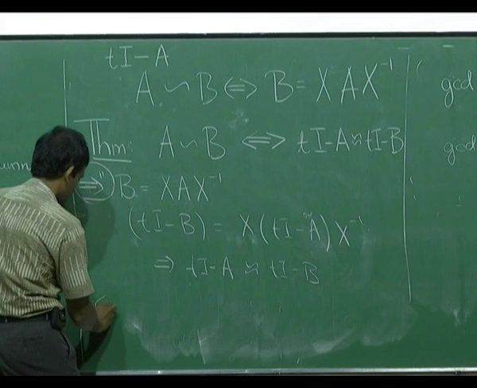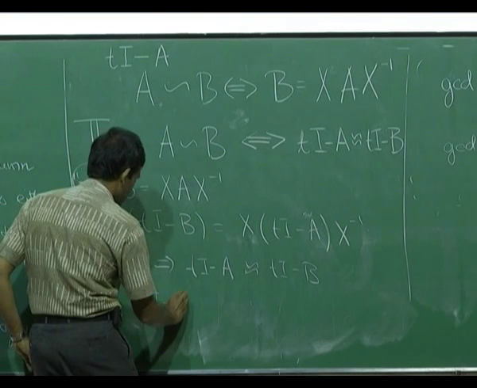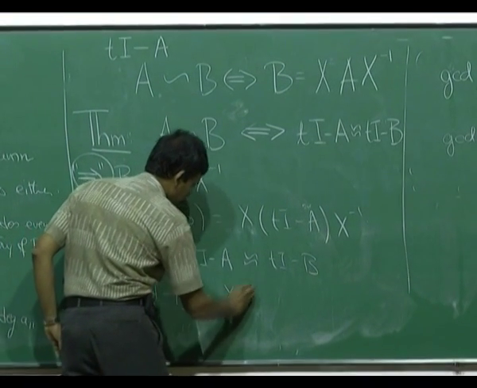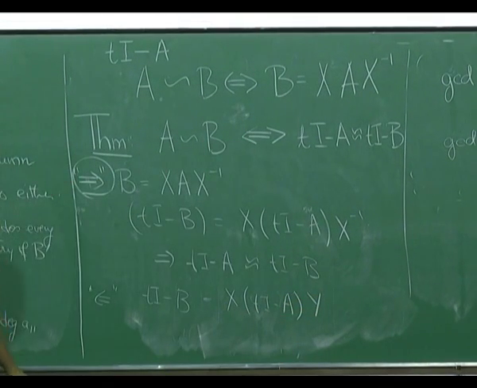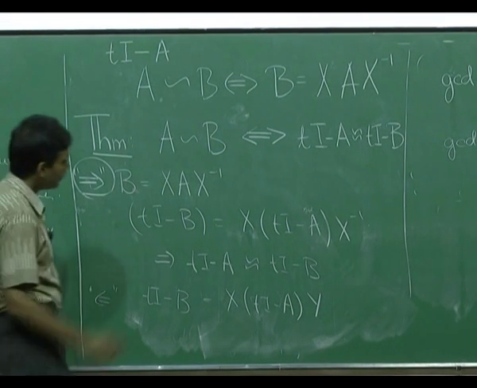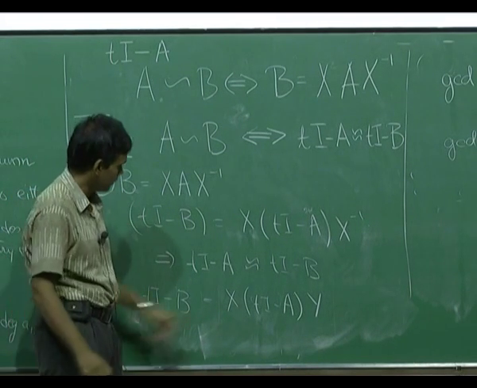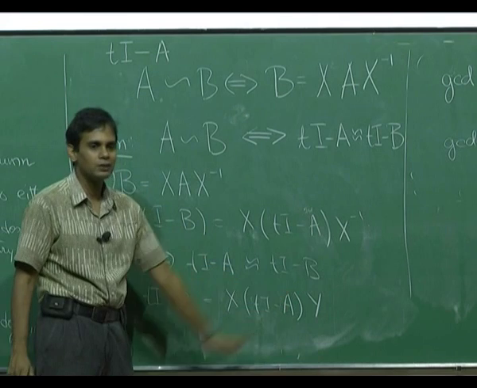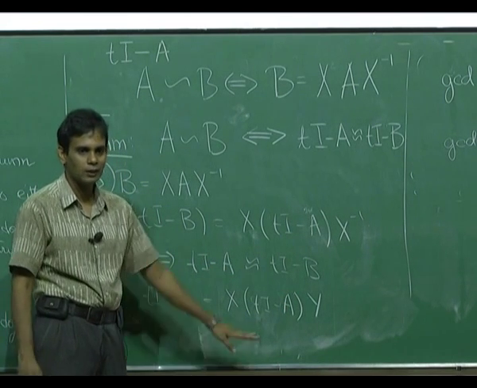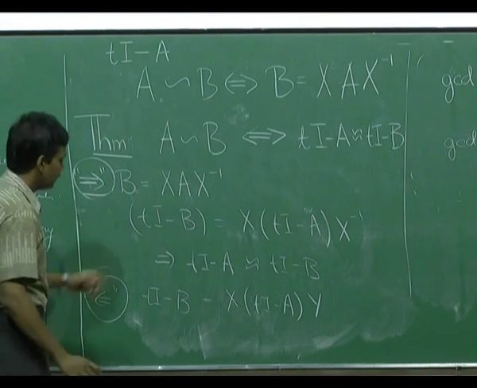This is the difficult part. This is the difficult part because what we now know is that Ti minus B is X times Ti minus A times Y, where X and Y are polynomial matrices whose determinants are constant, of course. They are invertible but they are polynomial matrices. Not only are they polynomial matrices, they are also different. I mean, Y is not X inverse. So there are several problems here. You can't go back so easily. So this is the non-trivial thing, and let's just see how to prove this.